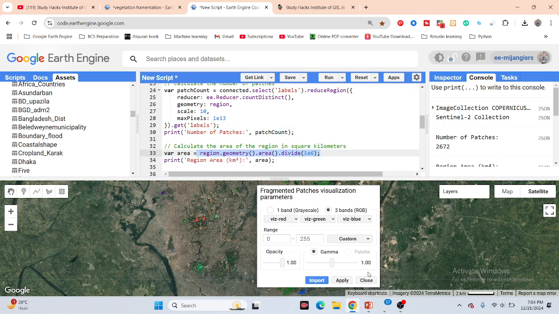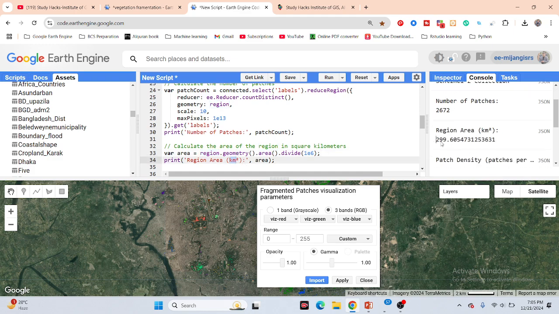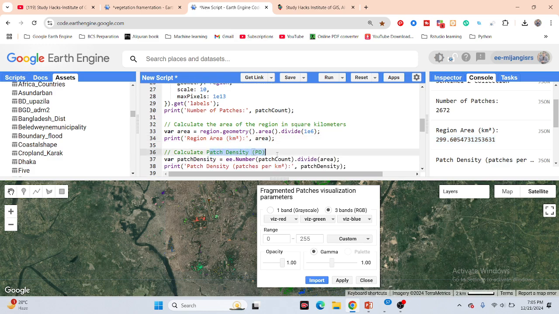So basically this is my boundary. We calculate our boundary using this code, computing the area in square kilometers. So we find out this is our total area in square kilometers. And then we simply calculate the patch density. Basically this is the formula we apply.